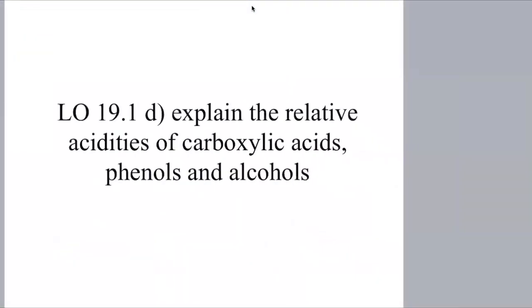Moving on, to explain the relative acidities of carboxylic acids, phenols, and alcohols. So in the previous topic, which is phenols, you've already talked about acidity. Acidity tends to depend on the stability of your anion, whether the anion is stable. If the anion is stable, that means more ions are formed, more ionization occurs, therefore more acidic. That's the first one in terms of stability of the anion.